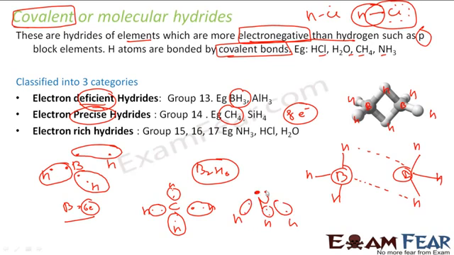So if you see, this is extra, right? These 2 electrons are extra. That's why in the case of ammonia, you have 2 extra electrons, right? And it has a lone pair.